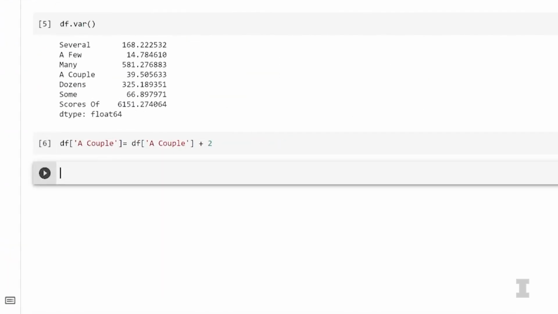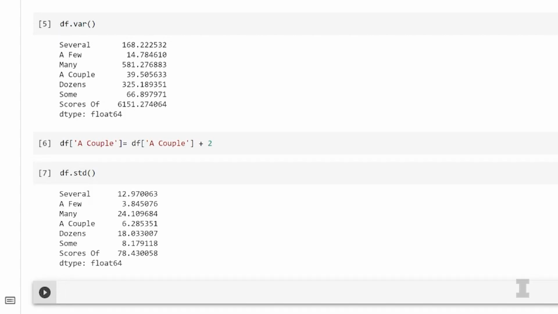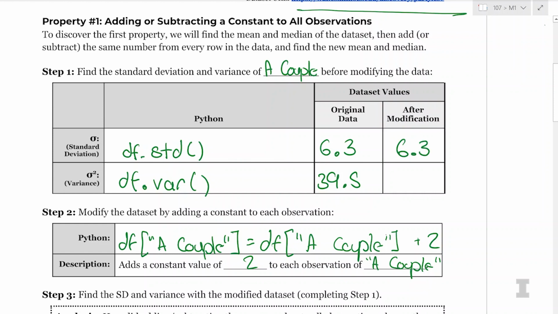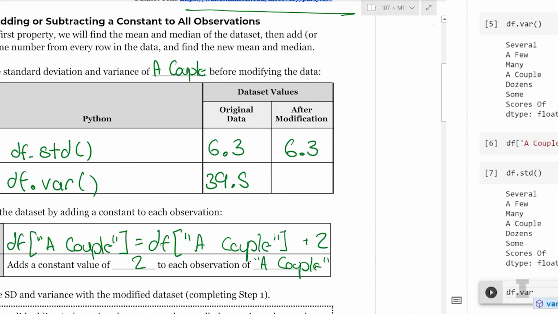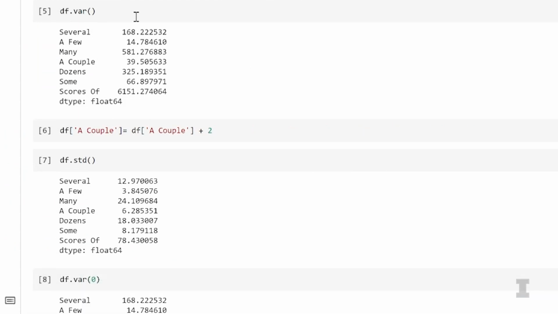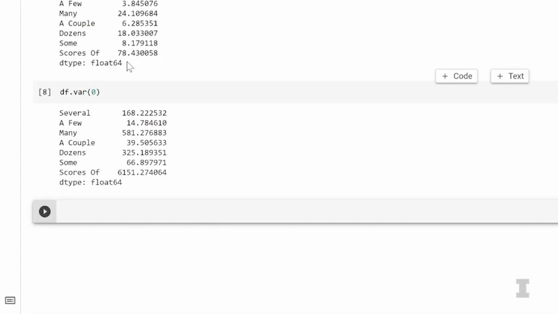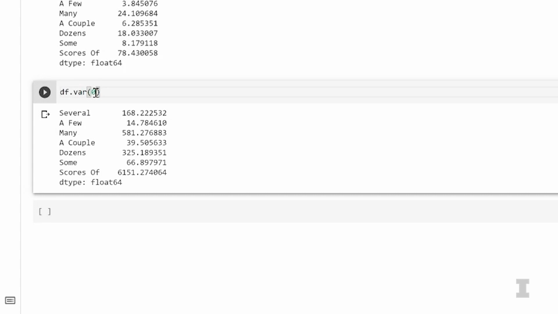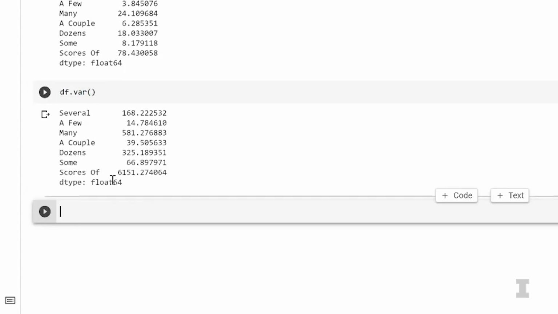So now every single row in our data has the couple value changed from what it was to a new value. And now we're going to look at df.std one more time and find out the new standard deviation. New standard deviation is 6.3. And the new variance we can find out by doing df.var. And we get for a couple 39.5.